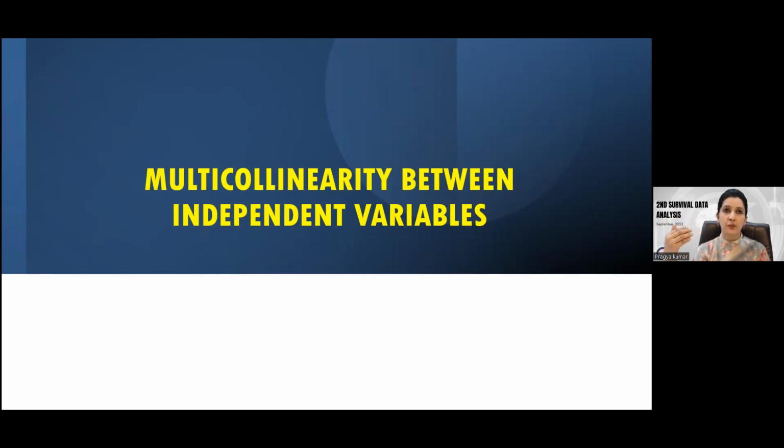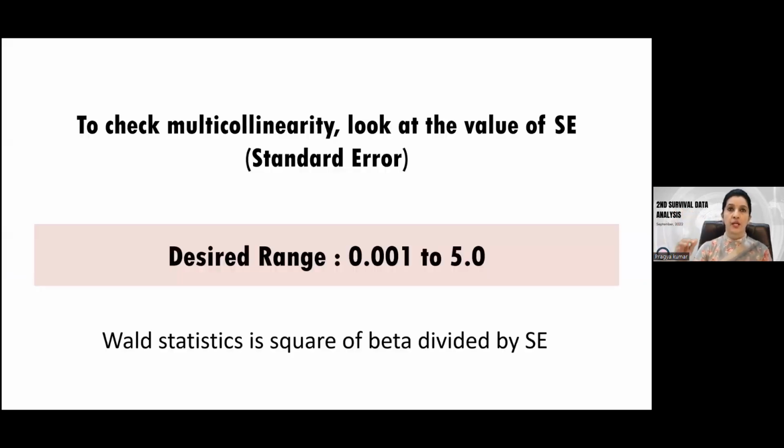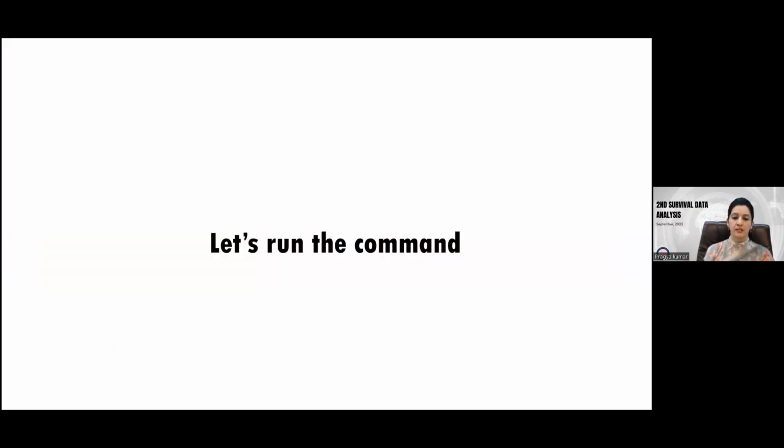Now, there is something known as multicollinearity between the independent continuous variables. To check for multicollinearity, the value of the standard error, which is there in the table, should be 0.00125. And there is a Wald statistic also, which I have just written for your information, that the Wald statistic is the square of beta divided by the standard error.